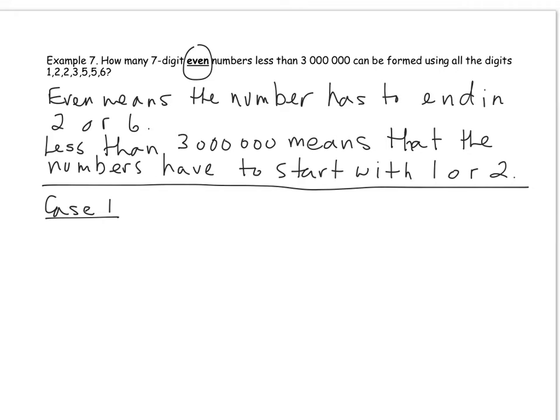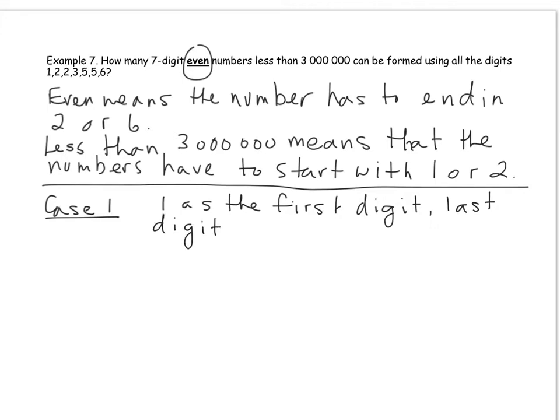okay, so let's say 1 is the first digit, and then the last digit is 2. There's a quicker way, but you just have to consider the cases. And we're going to be doing a lot of that, considering different situations. Okay, so 1 as the first digit, and last digit is 2.